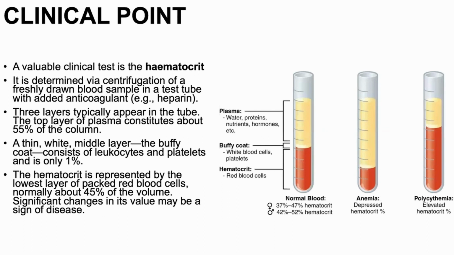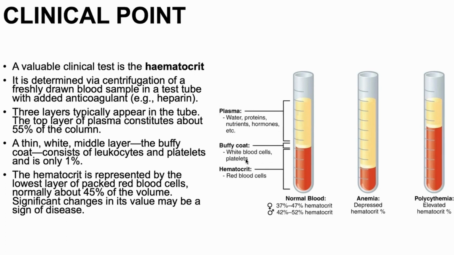So this is just giving a little bit more information of the blood component itself. Also making note of the heparin or anticoagulant EDTA that you might have in the tube to prevent it from clotting, and the 3 layers that typically appear. So the 3 layers: the plasma, where you expect water, protein, nutrients, hormones; the buffy coat, where you expect some white blood cells and the platelets; and also the hematocrit, where you expect the red blood cells.